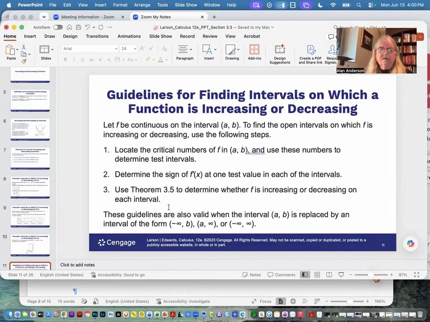All right, so these are just general rules that follow along with what we just did. We find the critical numbers. We use those to determine the intervals, test the sign of the first derivative within each of those intervals, and that will tell us where the function is increasing or decreasing.